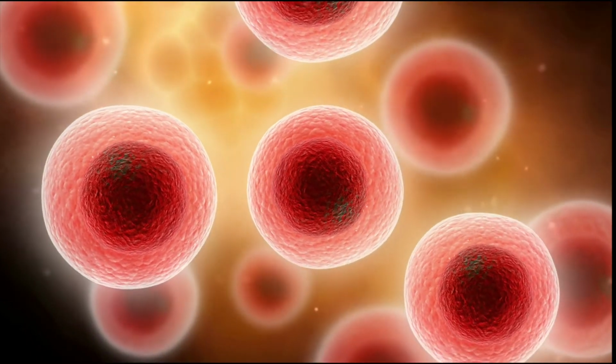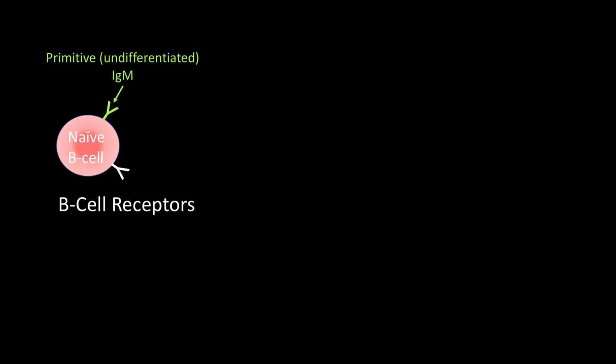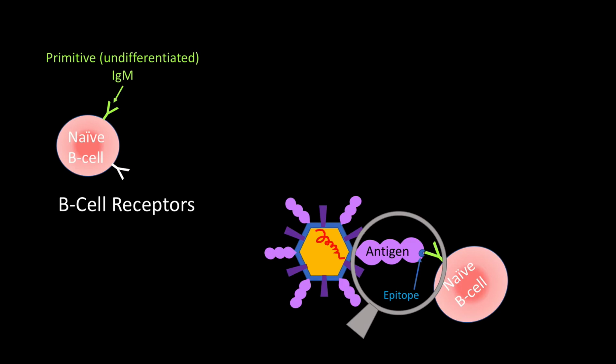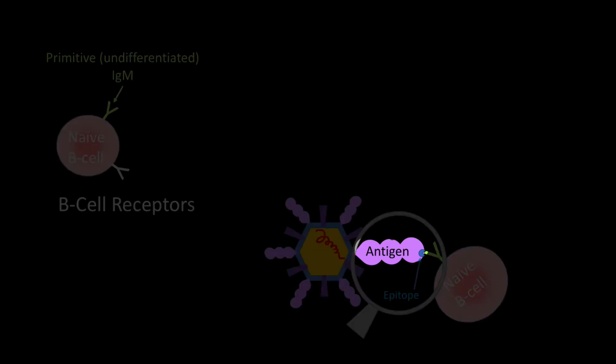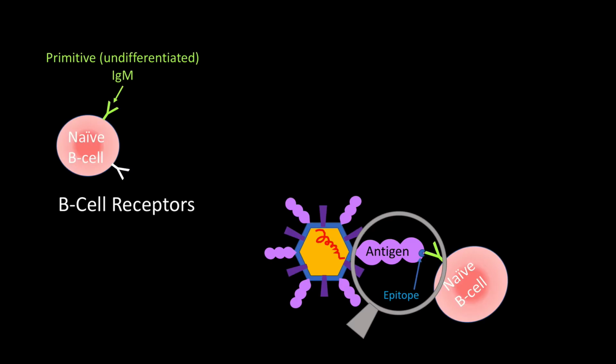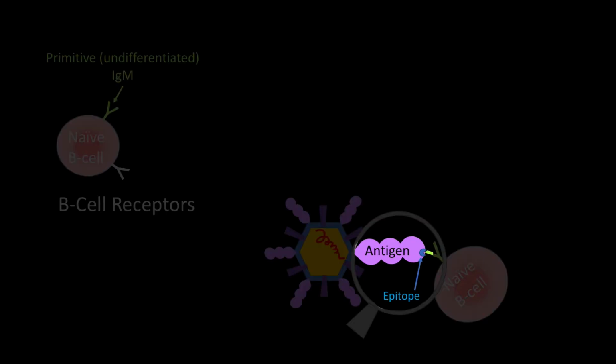How do these naive B cells recognize a virus? On naive B cells exist structures called B cell receptors. Out of several B cell receptors, immature or undifferentiated IgM molecules also serve as B cell receptors. These IgM on B cells recognize certain specific molecules found on the surface of a virus. These molecules that are recognized by B cell receptor IgM molecules are called antigens. On antigen molecules, only a small specific region called an epitope is recognized by these IgM molecules.